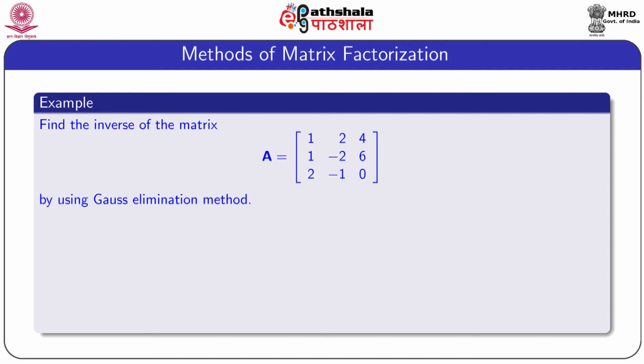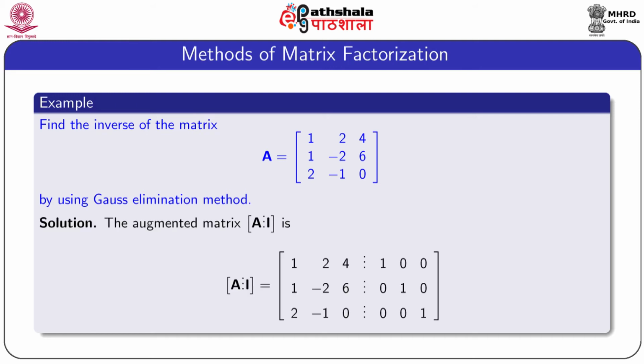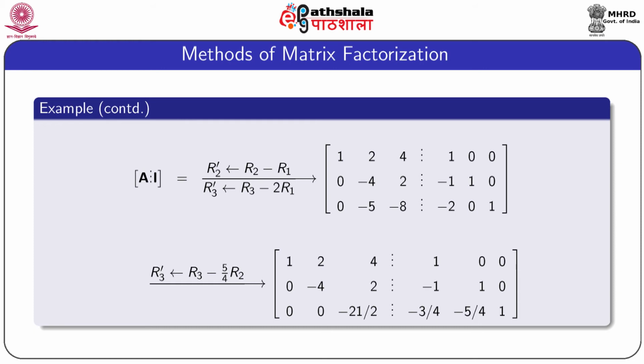Here we consider a matrix A of order 3 by 3, and we apply Gauss elimination method to find the inverse of this matrix. The augmented matrix [A | I] is this one. Note that the first half is the matrix A and the second half is the unit matrix of order 3 by 3. Now we apply only the row operations to convert the first part to an upper triangular matrix, and obviously the second part is converted to a lower triangular matrix.